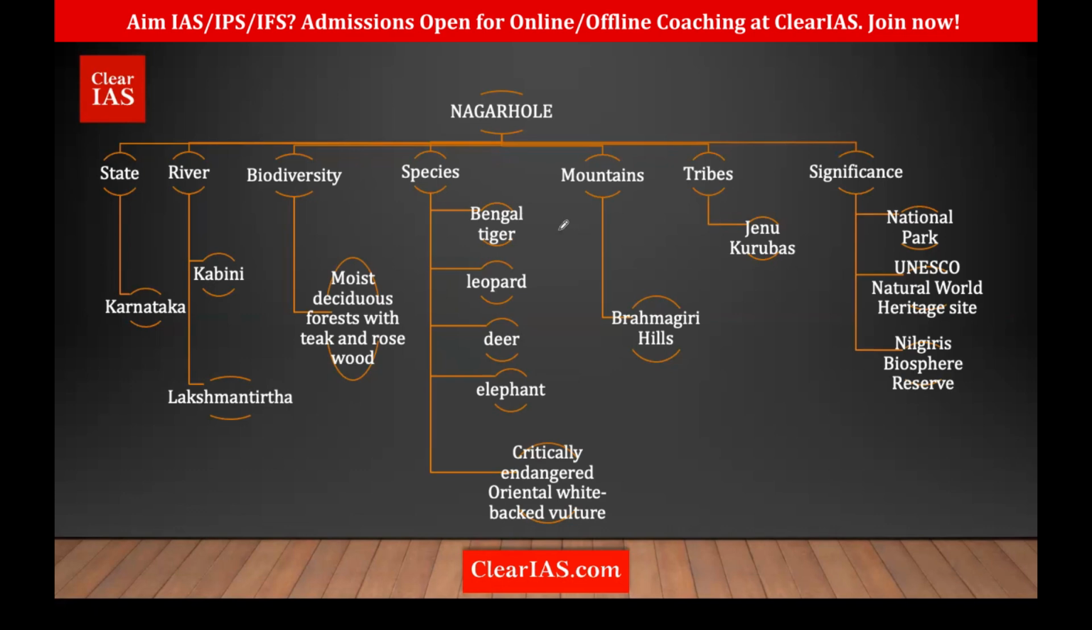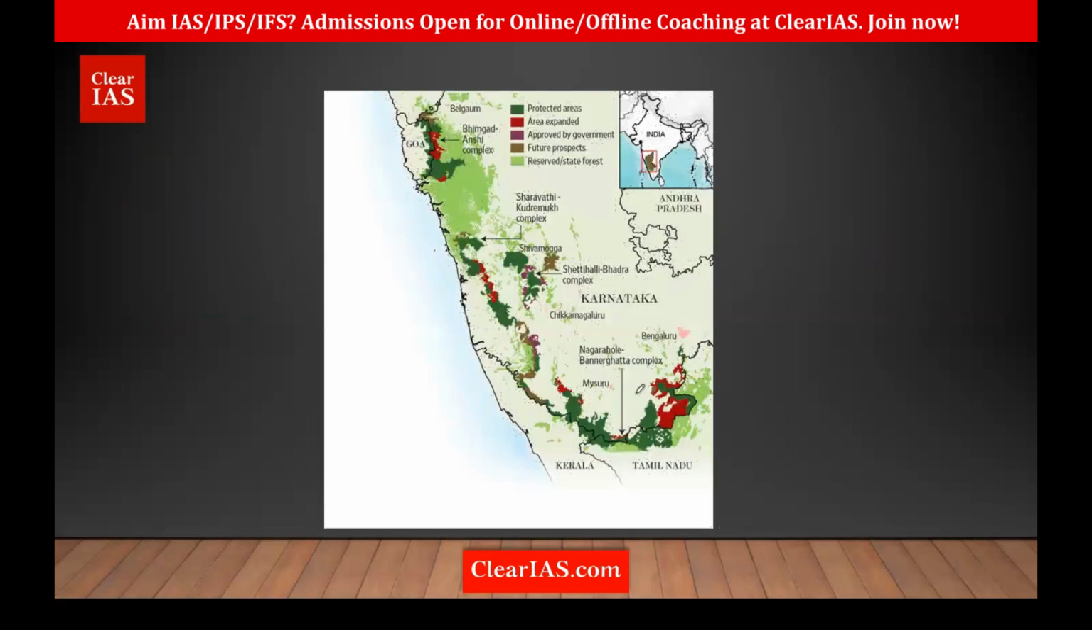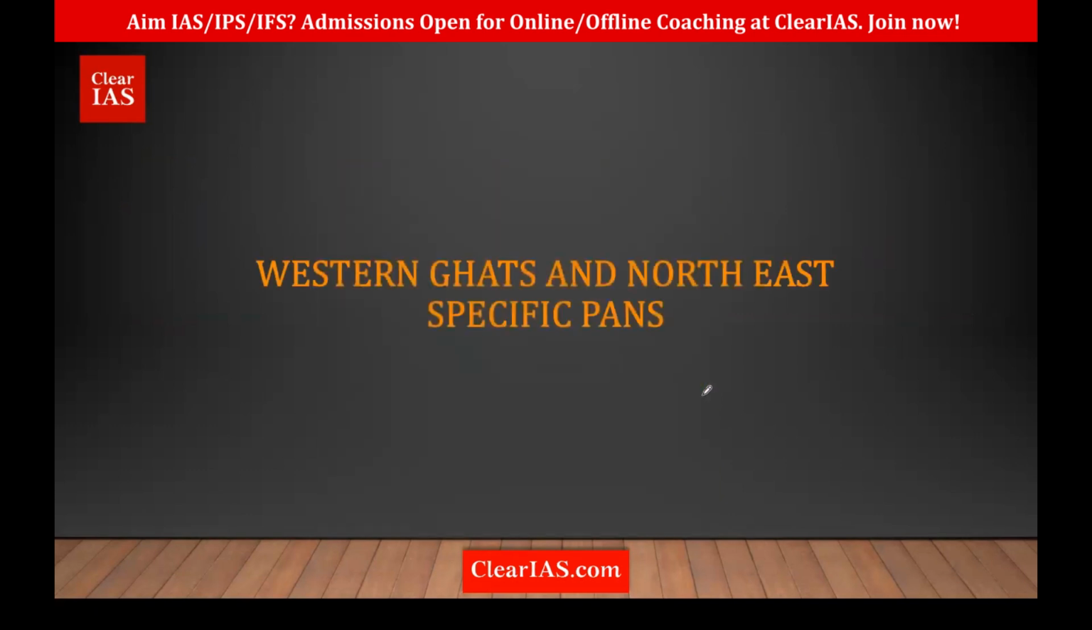So remember, it is in Karnataka, and Kabini and Lakshmana Tirtha flow through it. And it is on what? Brahmagiri Hills. Okay. Yeah. So you can see the location. It's here. It's almost at the tri-junction. Okay, so Tamil Nadu is here, Kerala is here, it's somewhere here. This part we have what? The Nagarhole. Okay, here. So almost there is overlap.